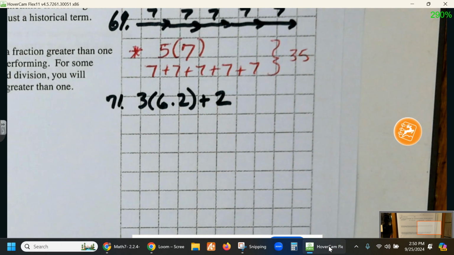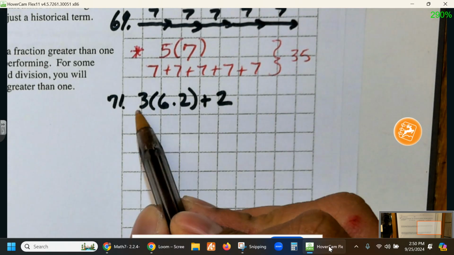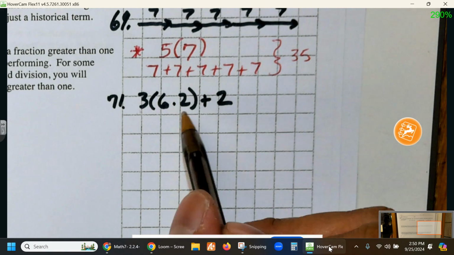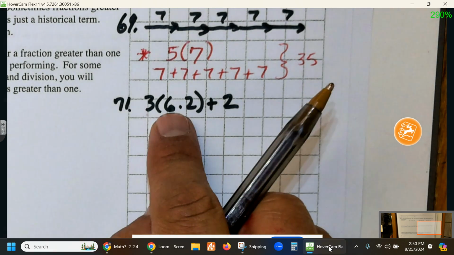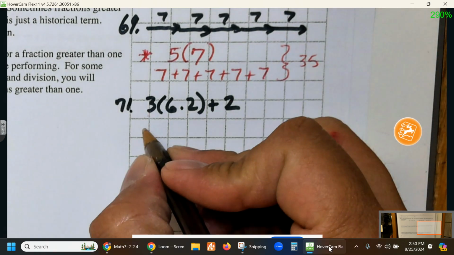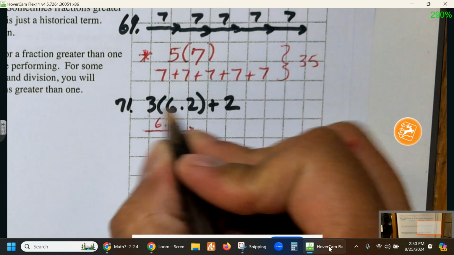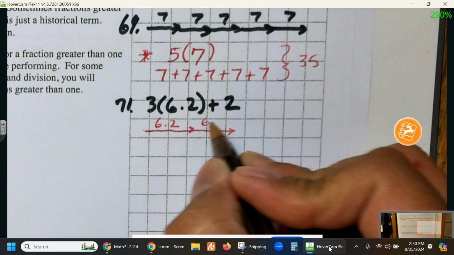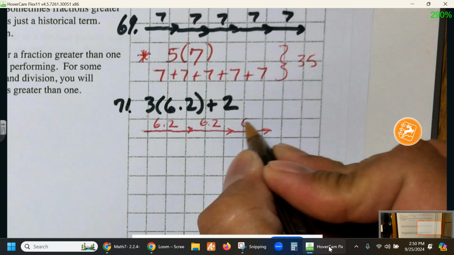All right, and what you should have come up with is first, he's going to do something 3 times. He's going to go this distance 3 times. That is not a distance of 3. 3 groups of 6.2. So his first step is going to be 6.2. Then his second step, or leap, is going to be 6.2. And his third step is going to be 6.2.